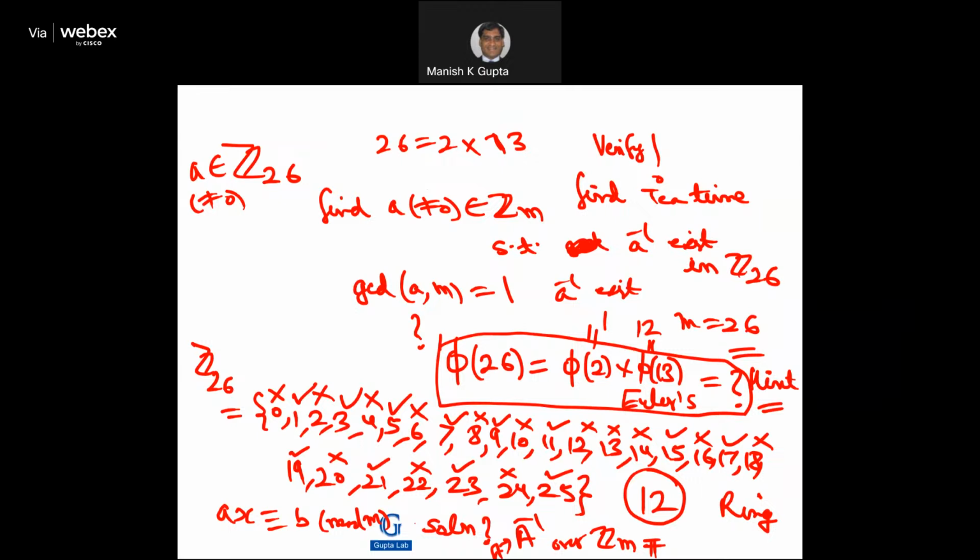So phi of 39 you need to compute. Basically, what is the factorization of 39? 3 times 13, right? So phi of 3 is 2, times 12, gives 24.